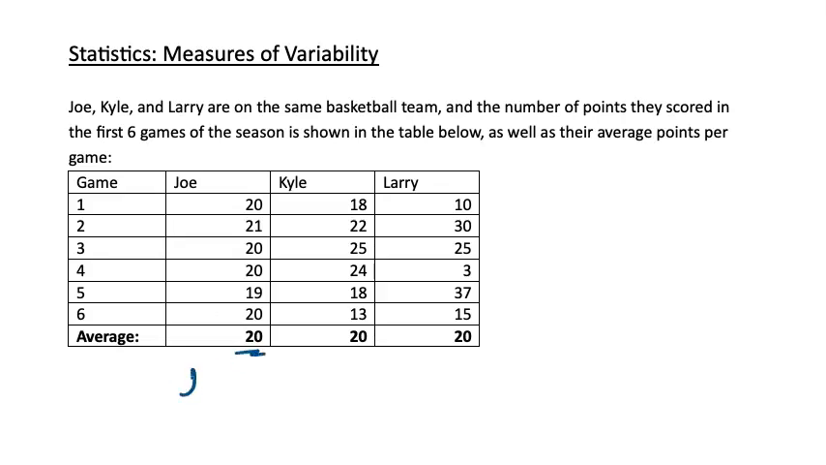So I'm going to use this simple Greek letter mu for the average. He's got an average of 20, he's got an average of 20, and he's also got an average of 20, right? But what's different? Who seems more consistent? Well, you can see Joe is a lot more consistent. His points are always very close to 20. Kyle varies a little bit, and Larry's all over the place. He could score 3 points one game, 37 points the next.